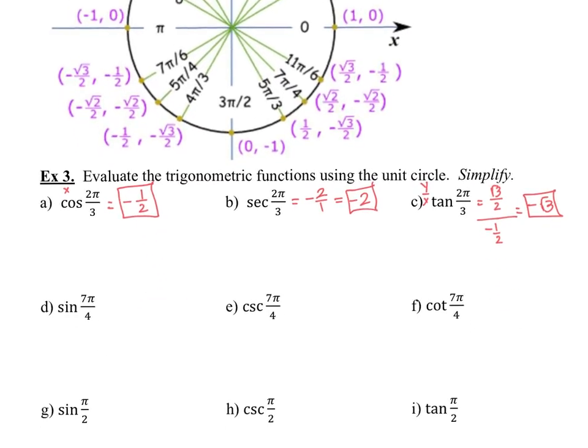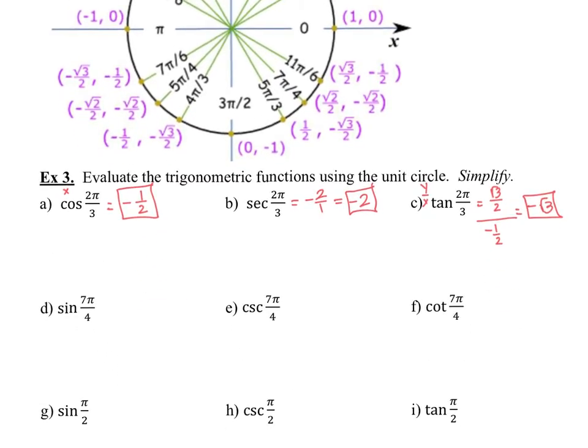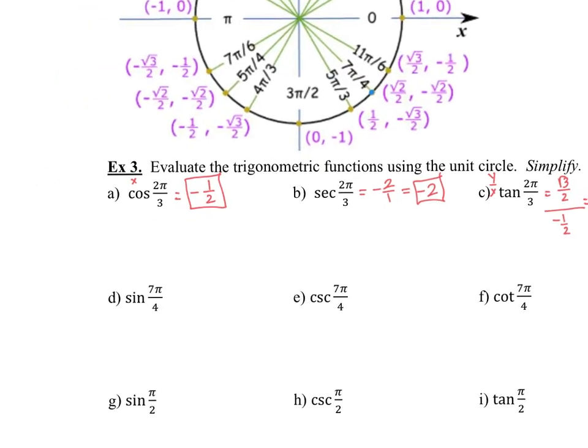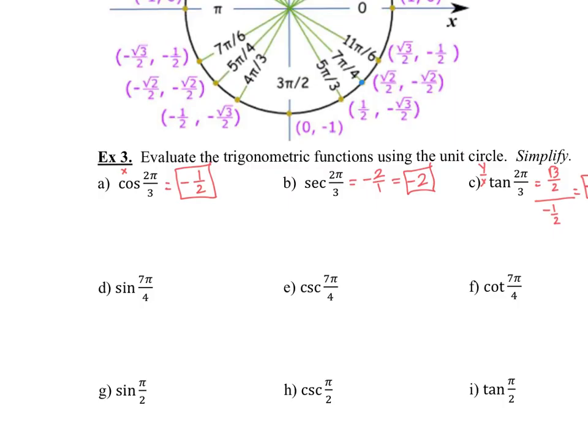Okay, let's try the next ones. Let's see, where are we at? We look like we're at 7 pi over 4. So where is 7 pi over 4? 7 pi over 4 is right here. I think I'm going to write the ordered pair on the side so I can stop looking up and down and up and down. Okay, 7 pi over 4, the ordered pair is √2/2, -√2/2. This is the x, this is the y.